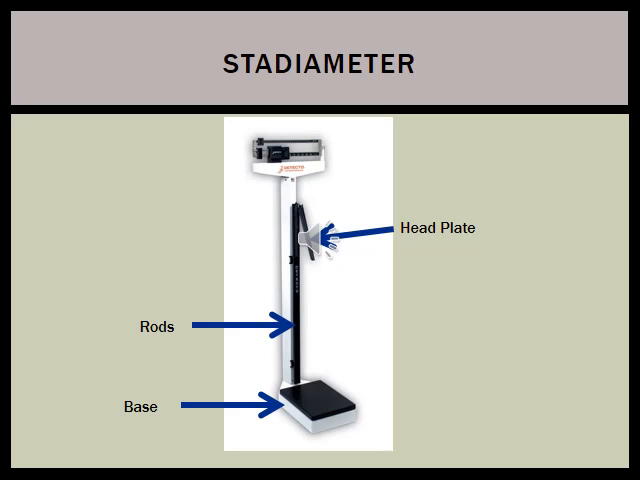A stadiometer is used to measure height. At the bottom of a stadiometer is a base. We have a person stand on the base without shoes, with their heels against the back. The rod is a stationary part, and the head plate is attached to a movable part. We will lift the head plate up, extend the head plate, and then lower down onto a person's head to measure how tall they are.